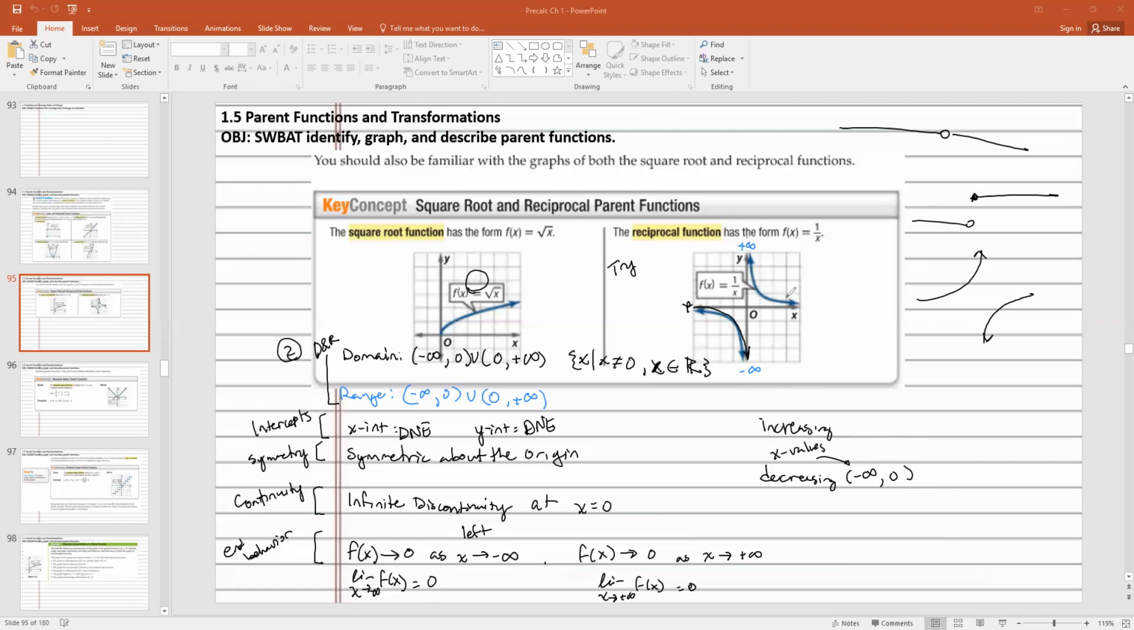And then let's skip over here. So here you are, and you go to the right, you're still decreasing. So from 0 to positive infinity, you're decreasing, and that's it. There's no increasing here. You're not going up. It's just going down, and that's it.